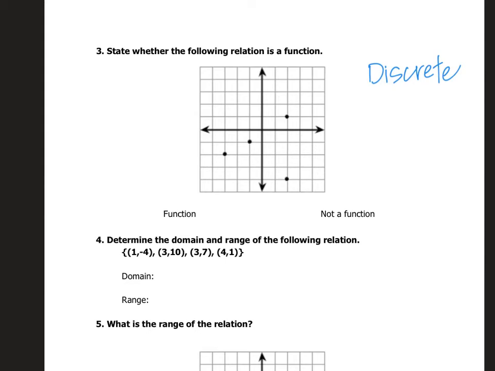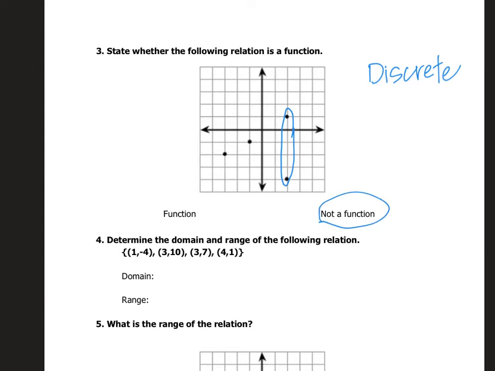So if we use our vertical line test and go from left to right, we notice that we are at x equals 2 at 2 different points. So since the x value of 2 would repeat and my pencil would be on both of those points at the same time, this is not a function.